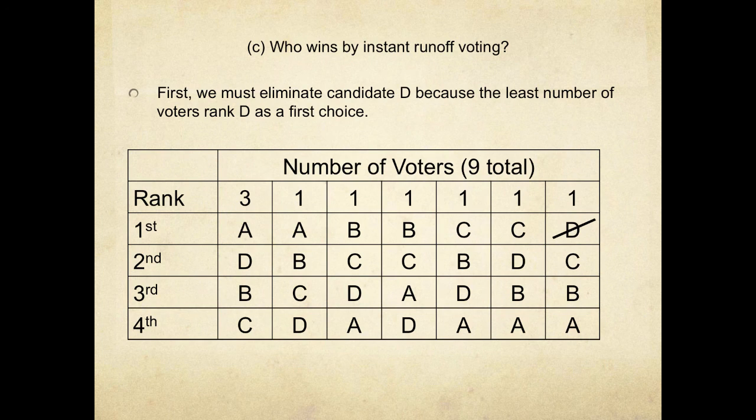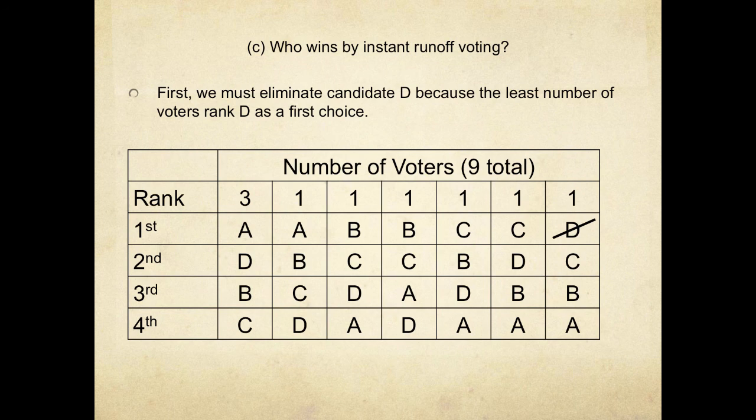Instant runoff is another method, looking again at the same table with the same voters. What I do in instant runoff is look for any candidate that has a majority right off at the very beginning, a majority of first place votes. Now that we've got 9 people voting, half of that would be 4.5. If there's anybody with 5 first place votes, they'd have a majority. But there is no candidate with a majority.